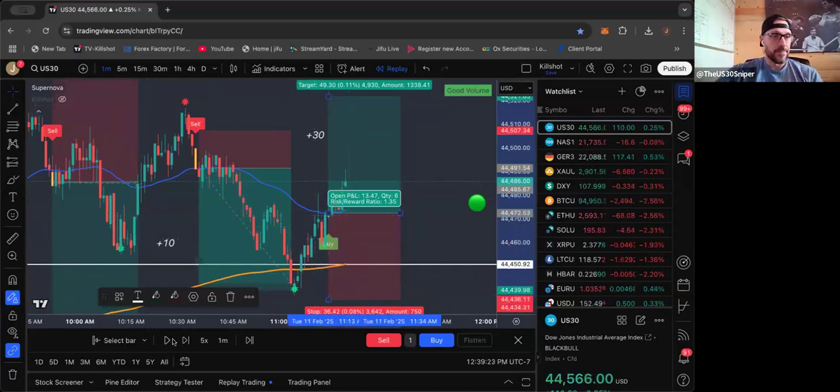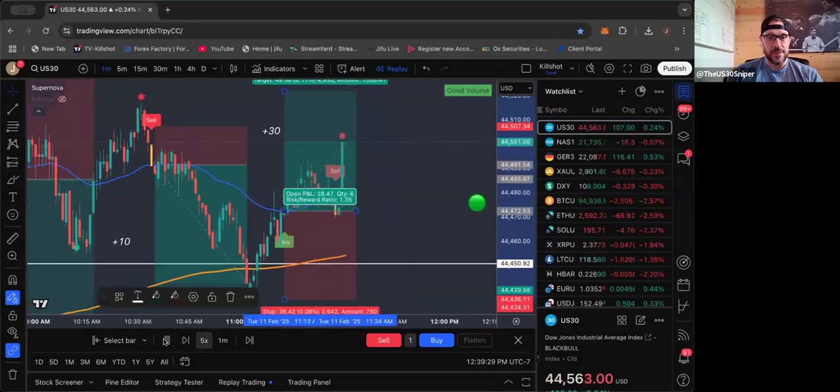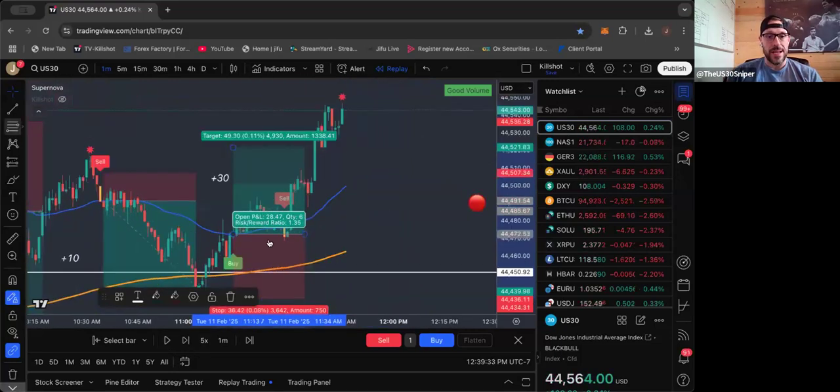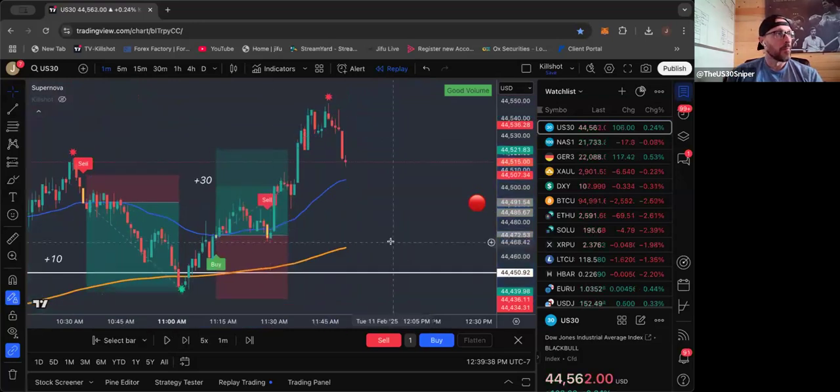But I took this one. Okay. You can see it goes for a run, right? It doesn't get to 30 pips here. And this saved me from the sell. Okay. This saved me from the sell. Why did it save me from the sell? Because I was still in the buy.